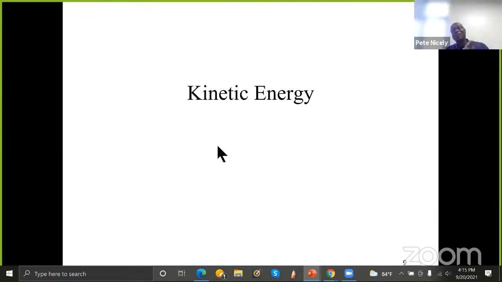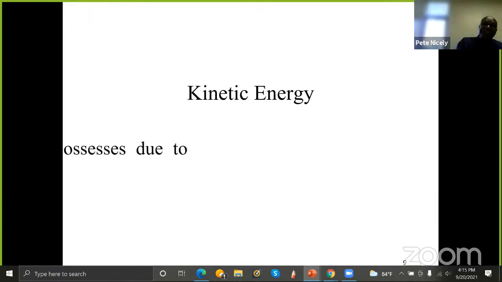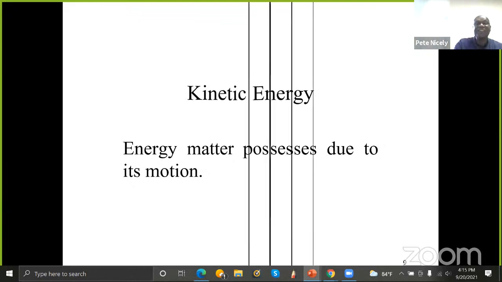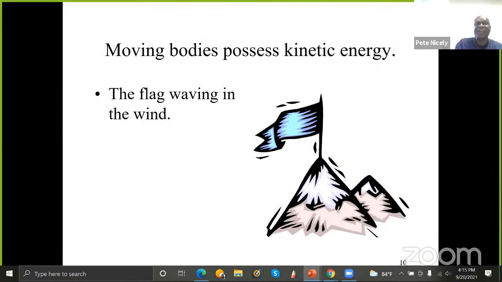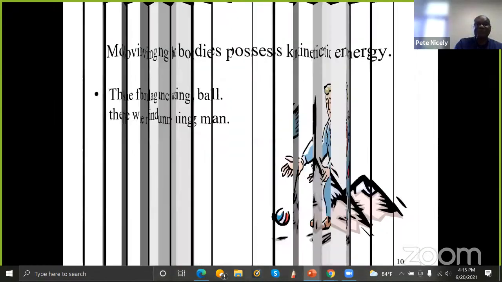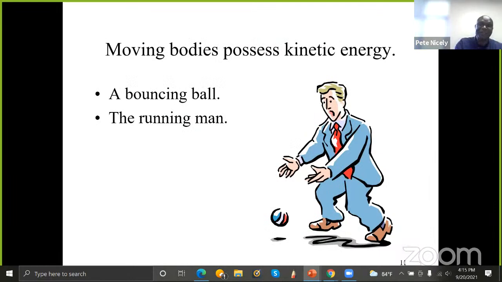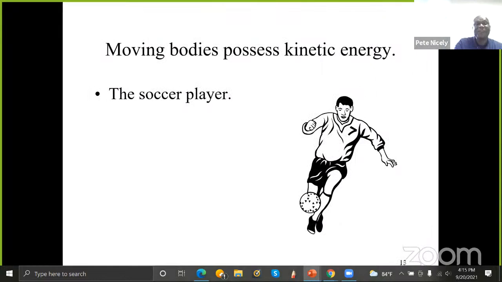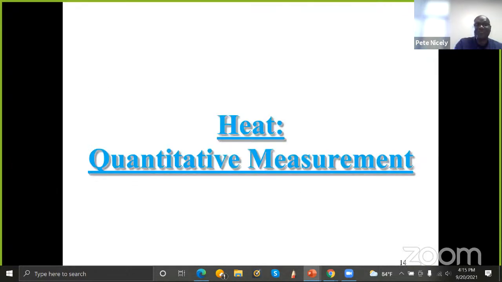Okay, so that's one form of energy. The other category of energy is kinetic energy. By definition, kinetic energy is the energy an object has by virtue of its motion. So anything that moves has kinetic energy associated with it. It doesn't matter what it is. For example, a flag waving in the wind, a bouncing ball, a running man, or a soccer player who's running and kicking the ball. All these are examples of kinetic energy at work.